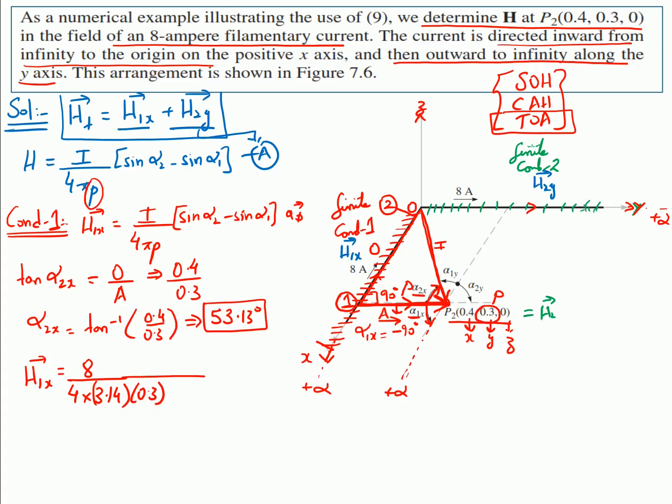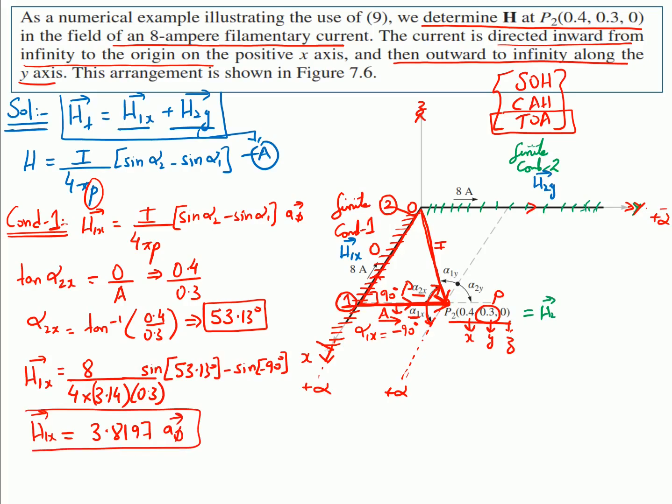And what is the value of sine? The sine value will be sine of alpha 2, which is 53.13, minus sine of minus 90. Once you solve all these values, the answer comes out to be 3.8197, and this is along A of phi. So this is the first solution to the first finite element. Now this is the answer in amperes per meter.